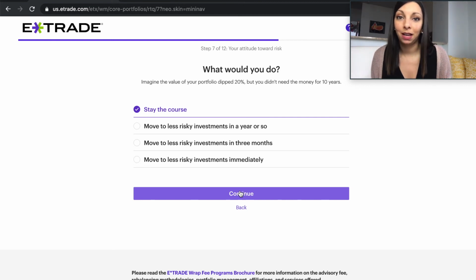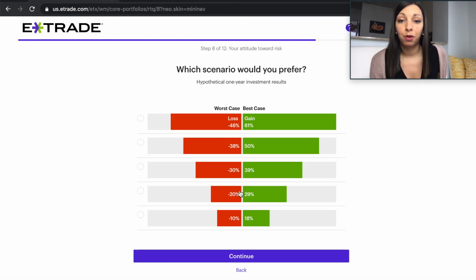If you pick based on my answers or what you think you should answer, then when you see the portfolio doing its thing, you're likely to back out. Versus if you just went with how you actually felt, you'd be more likely to stick with the portfolio. Which scenario would you prefer?